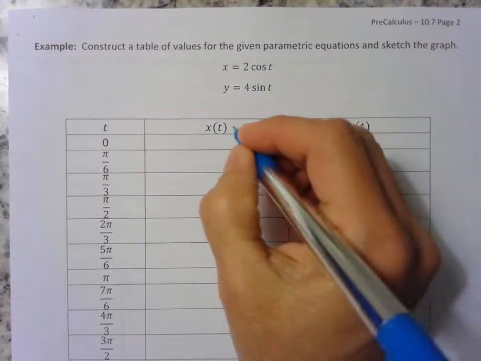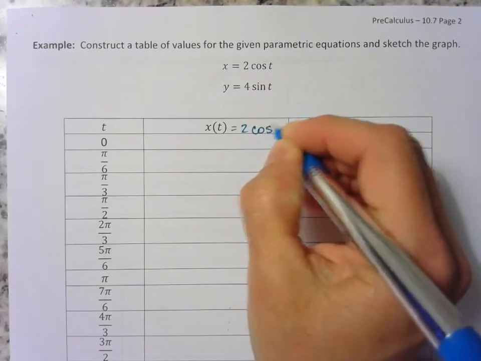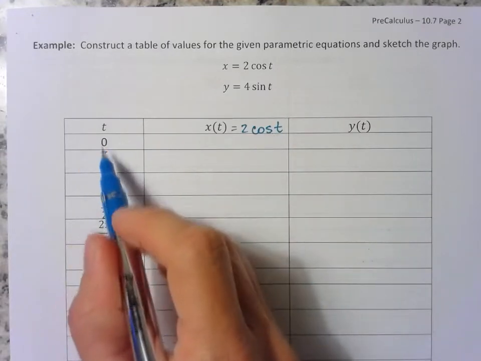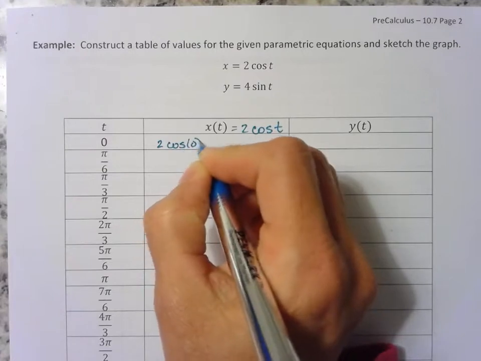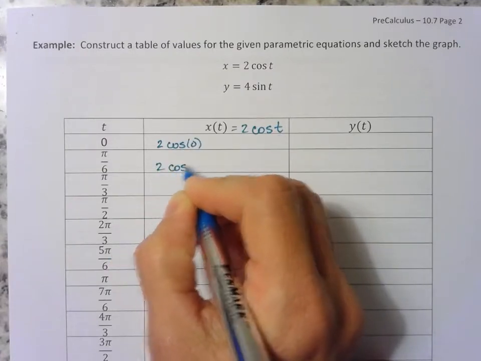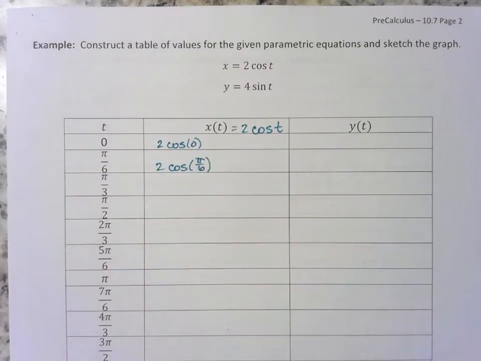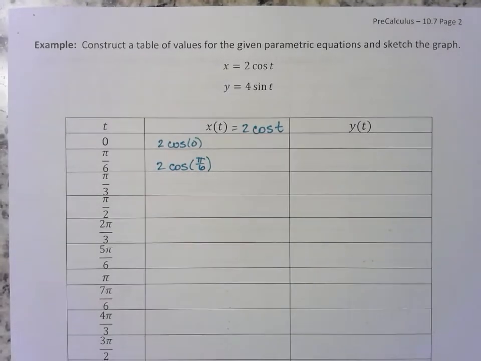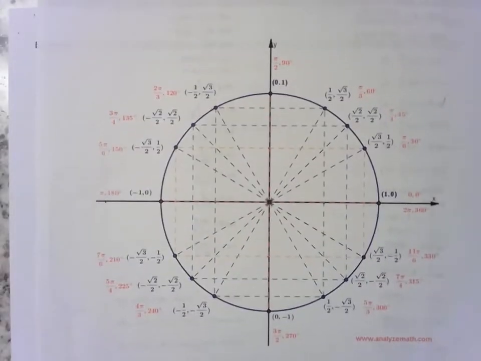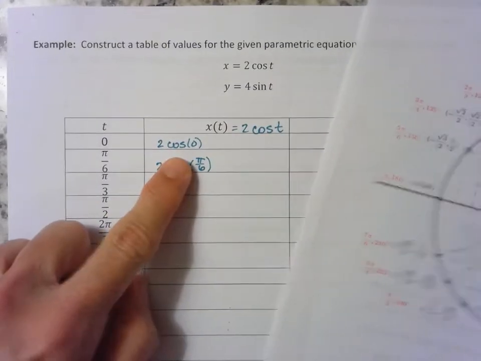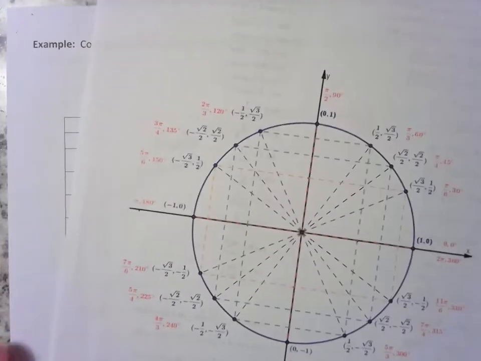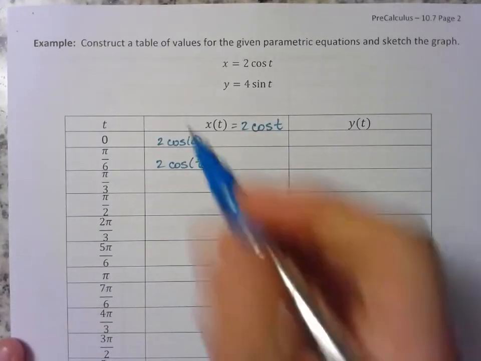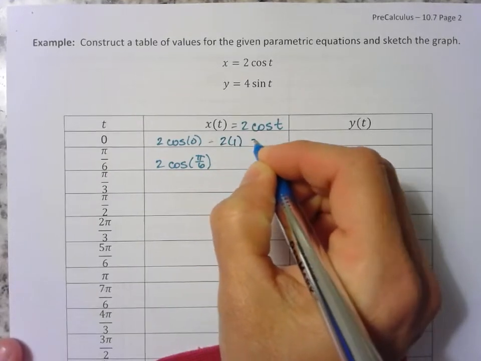Remember, x of t is 2 cosine t. So it's 2 times the cosine of this angle. So 2 cosine 0, 2 cosine pi over 6, etc. Okay, so what we're going to do is use our unit circle. Cosine of 0, remember cosine is the x coordinate, so cosine of 0 is 1. So for this first one, we have 2 times 1, which is 2.